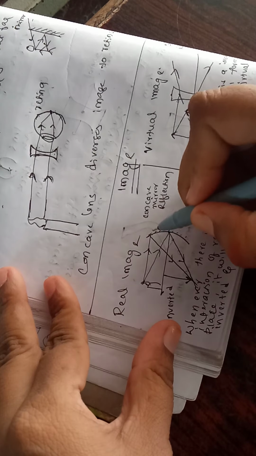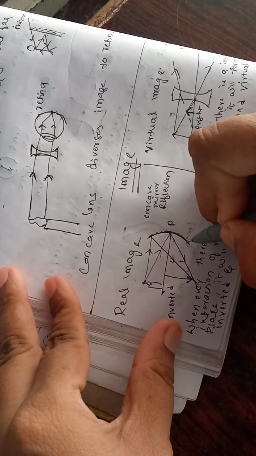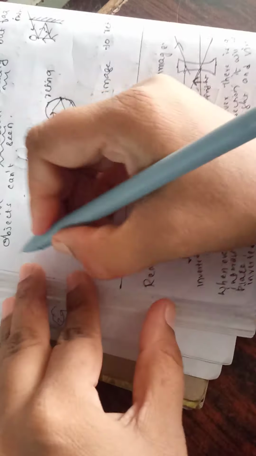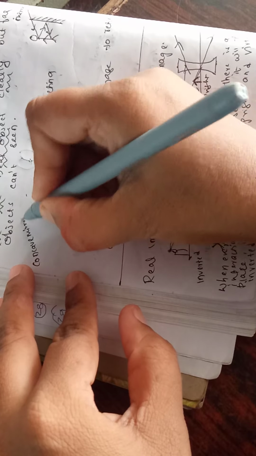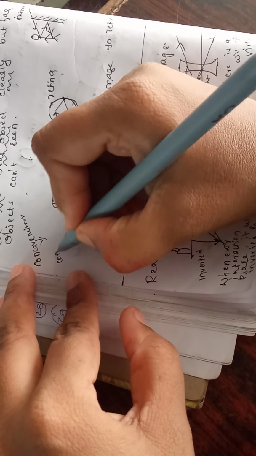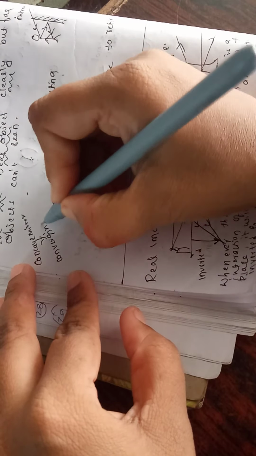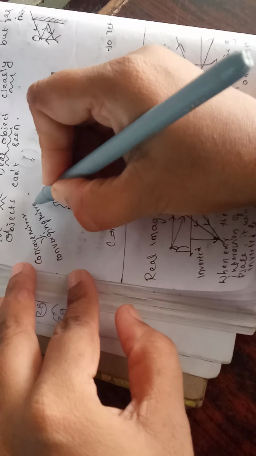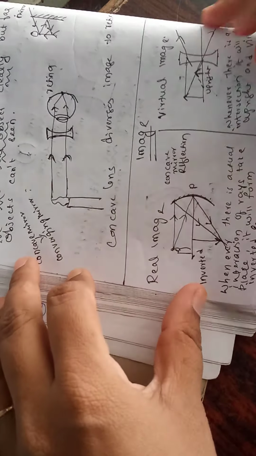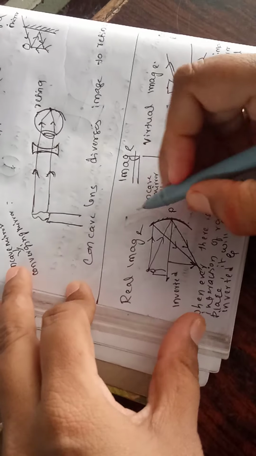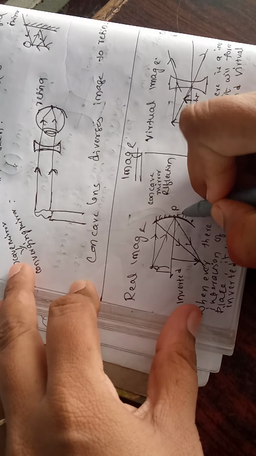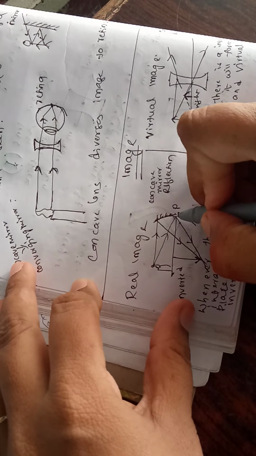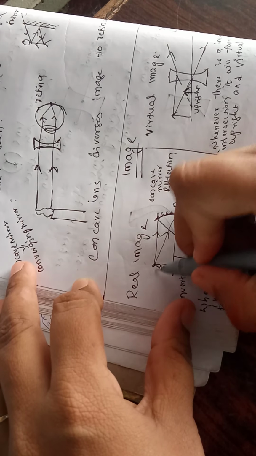Here I took a concave mirror. Right? So let us first define the concave mirror. A concave mirror we call a converging mirror. It converges the light rays. Now this is the concave mirror. Right. Now this is the principal axis. This is the candle or the source of light.